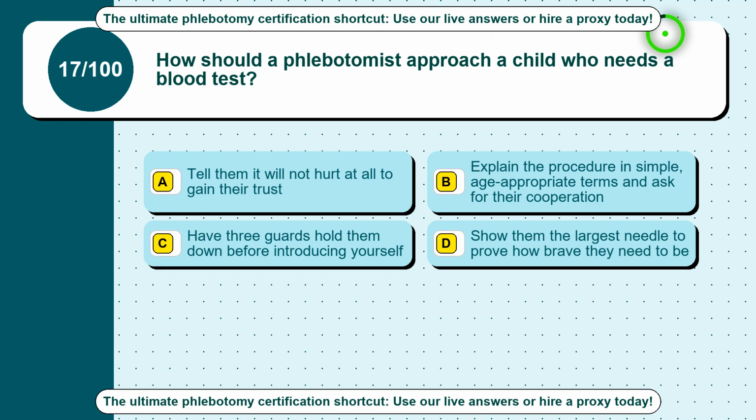How should a phlebotomist approach a child who needs a blood test? Option A, tell them it will not hurt at all to gain their trust. Option B, explain the procedure in simple, age-appropriate terms and ask for their cooperation.